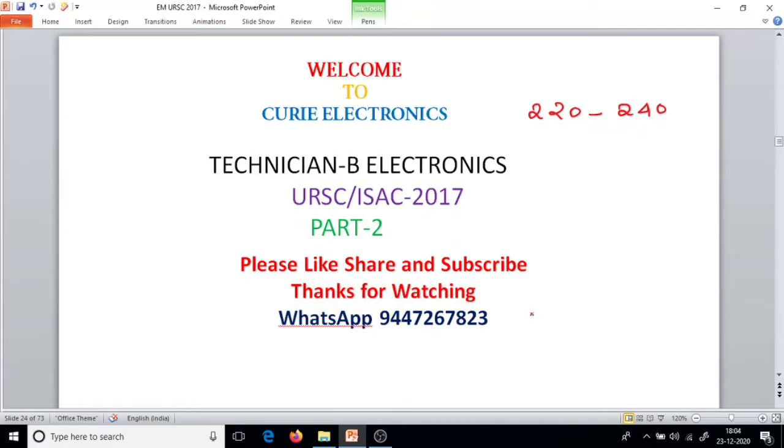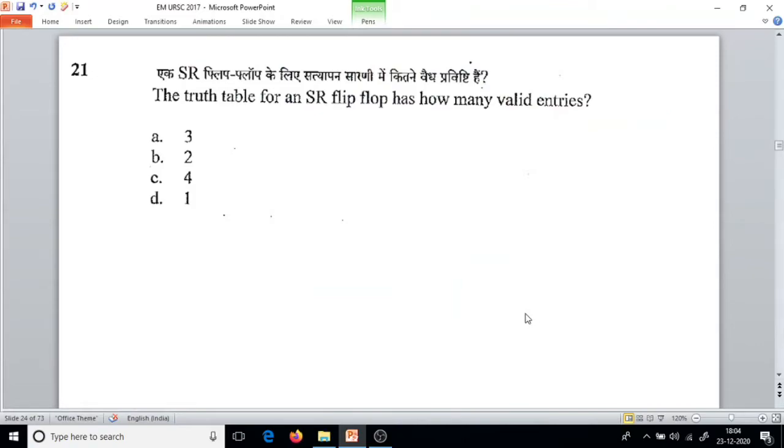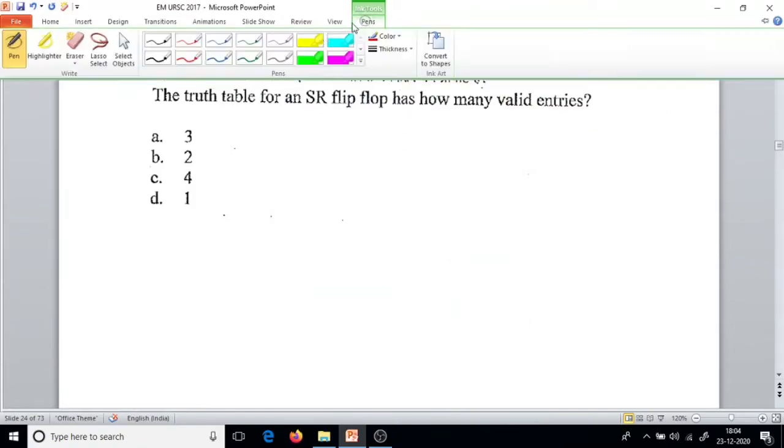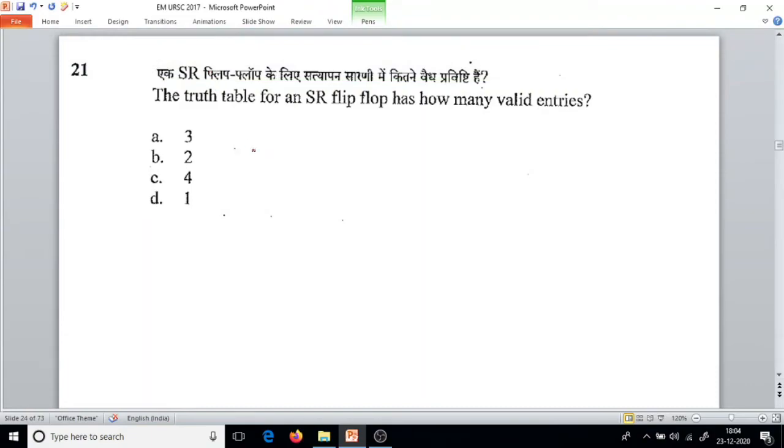We'll go to question number 21. The truth table for an SR flip-flop has how many valid entries?